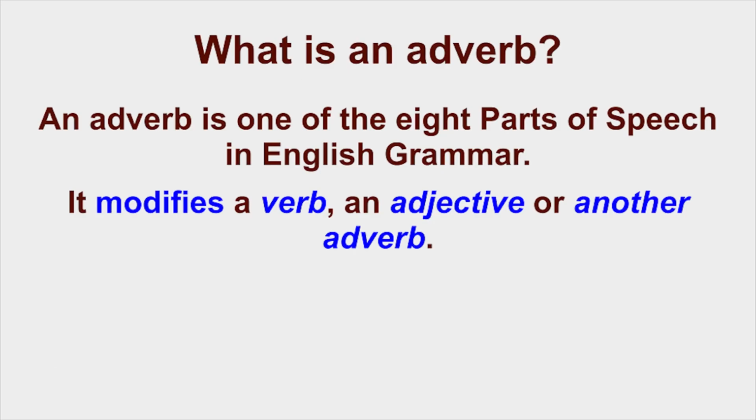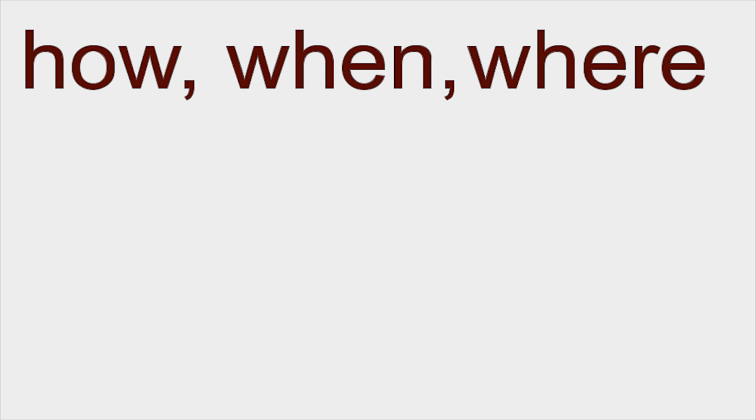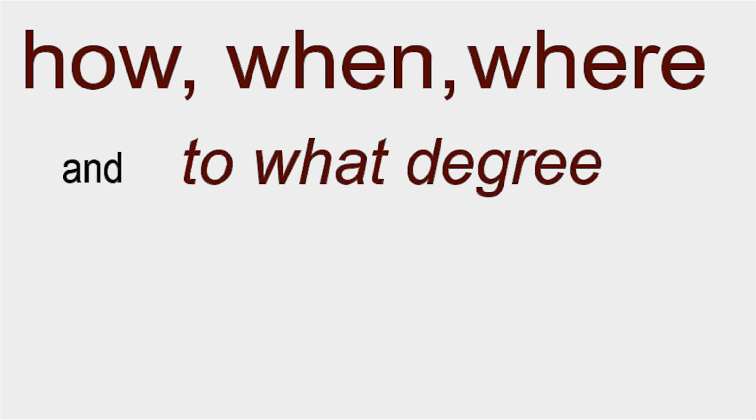To recap, what is an adverb? An adverb is one of the 8 parts of speech in English grammar. It modifies a verb, an adjective, or another adverb. It answers the important questions about the sentence, such as how, when, where, and to what degree. Let's now look at how adverbs are formed.